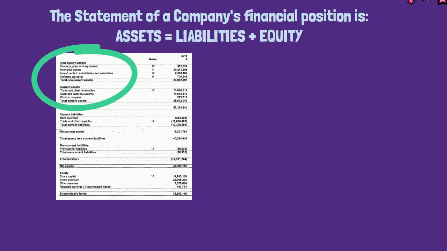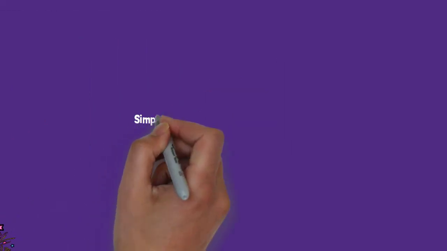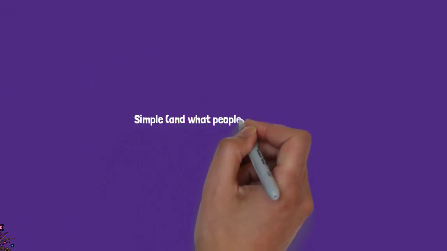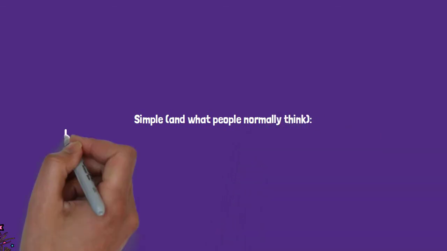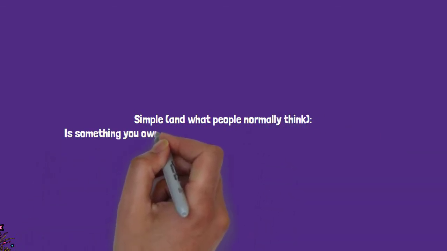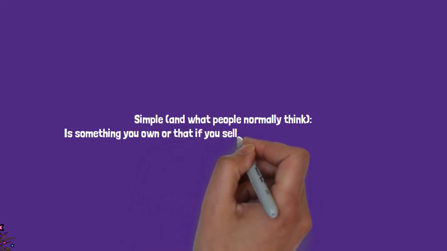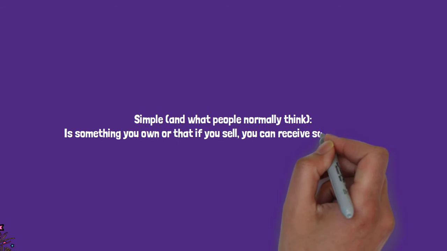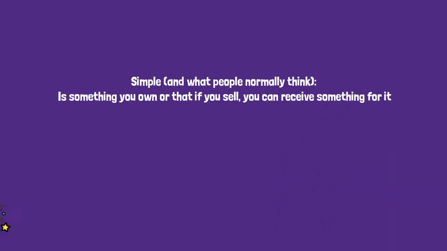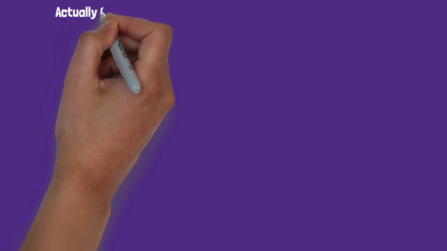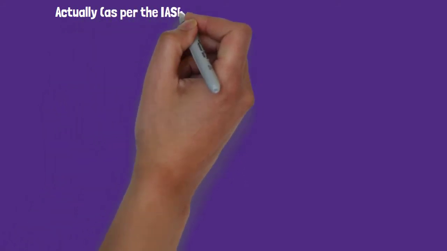Okay, so now we know where they are on the statement of financial position or balance sheet. What are assets? How do we define them from an accounting perspective? Now, in simple terms, you may think of assets, as I referred to in my last video, as just things that you own, or something that if you were to sell it, you'd get some money for it. But what are assets really, and how are they defined from an accounting perspective?